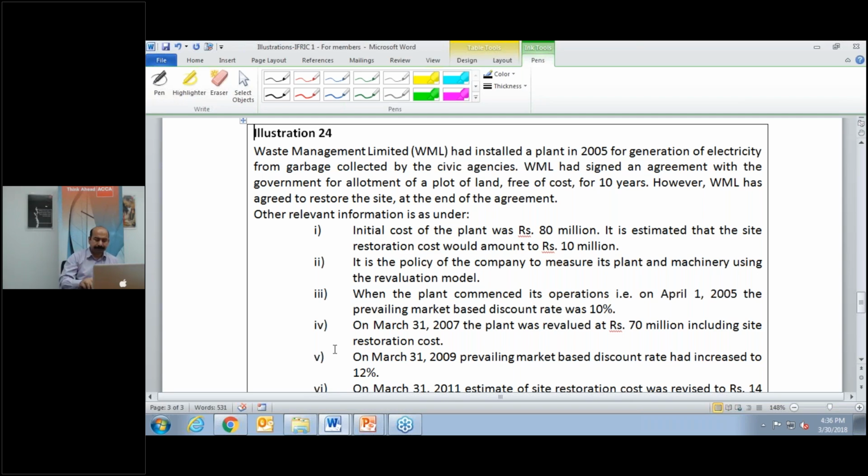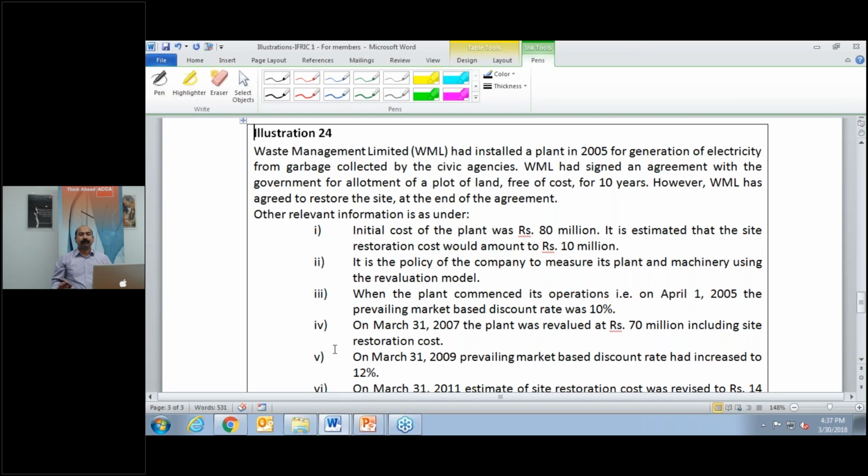Waste Management Limited, WML, had installed a plant in 2005 for generation of electricity from garbage collected by the SWIC agencies. WML had signed an agreement with the government for allotment of a plot of land free of cost for 10 years. However, WML has agreed to restore the site at the end of the agreement. Other relevant information is as under.